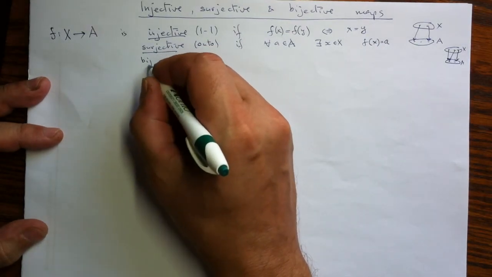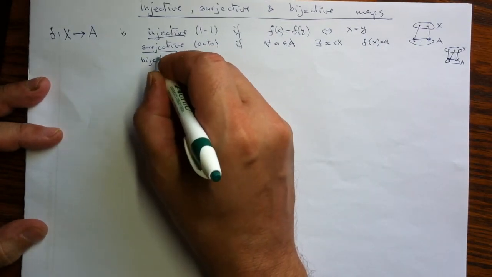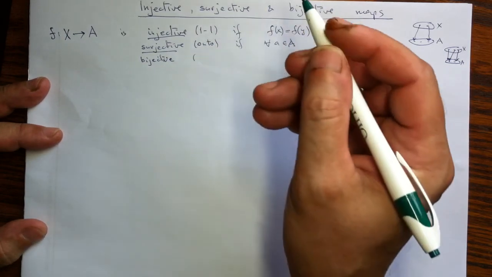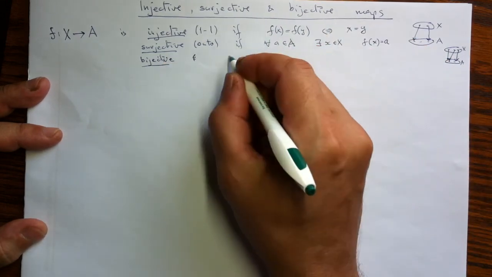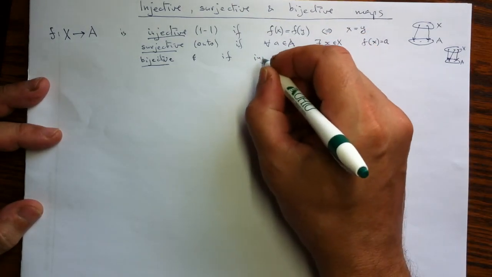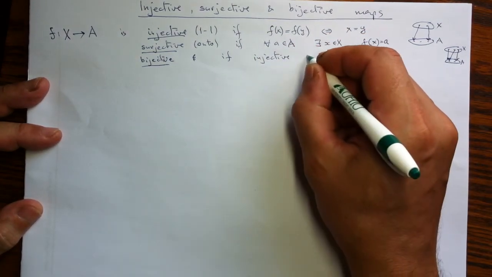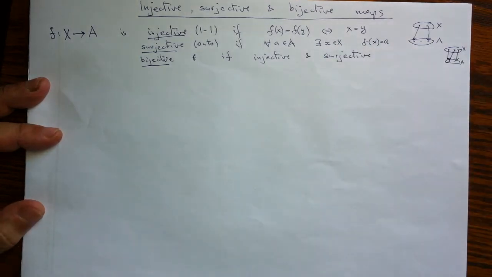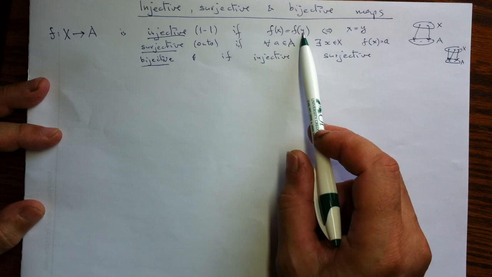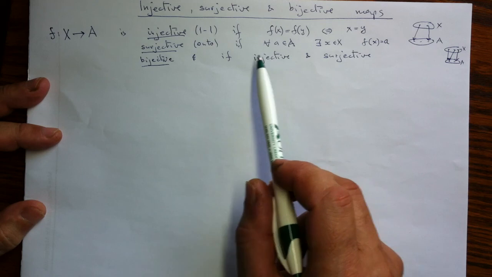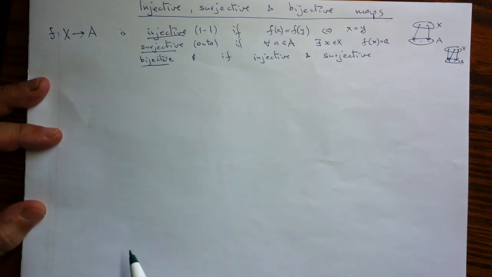And finally, bijective. Just bijective, no synonyms. It is bijective if it is injective and surjective. So that is both properties together: sending different elements to different answers, and any element in the target is an answer.